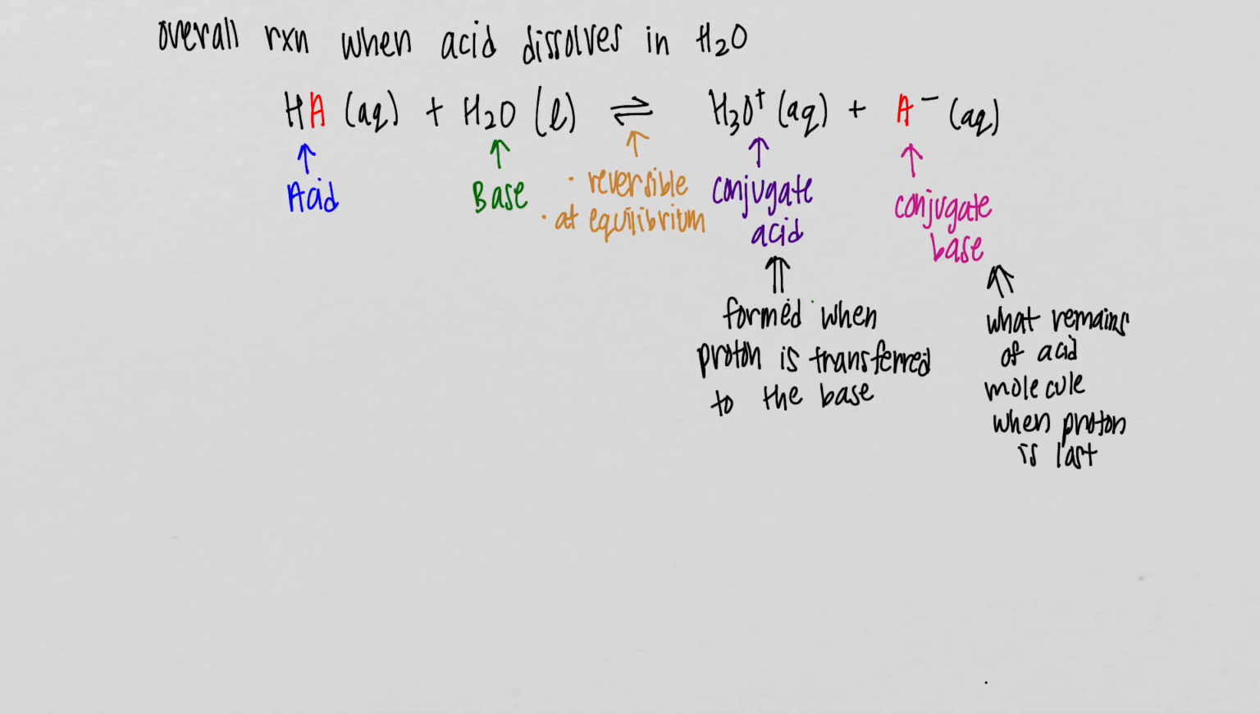And then lastly we have a conjugate acid-base pair. What does that mean? It's an acid-base pair. So in these two, our HA and our A minus, and our H2O and H3O plus, these are our conjugate acid-base pairs.